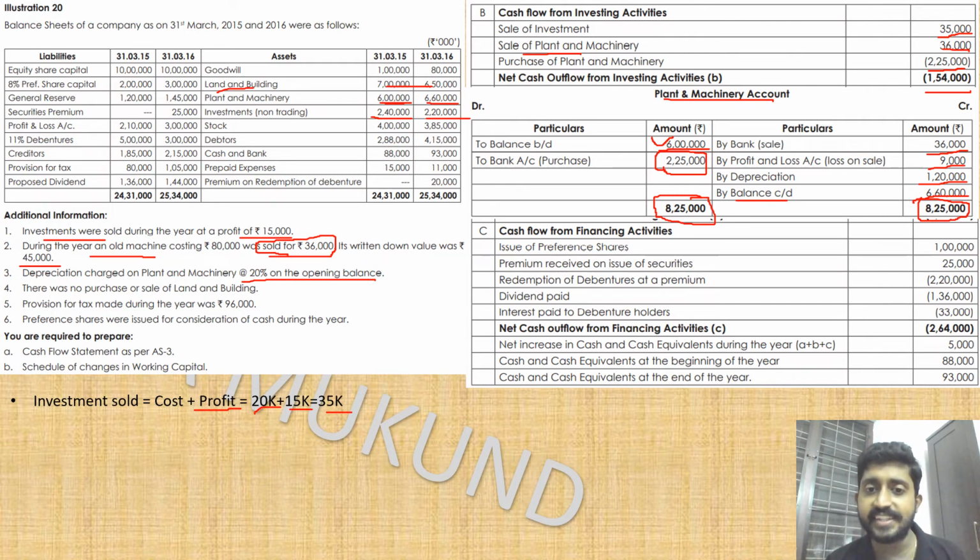Next, for the financing activity. What are all the financing that has happened? Preference share capital has gone up by 1 lakh, so 1 lakh is the cash inflow that we have got. Next, you can see securities premium. We may have issued at a premium, so the 25,000 premium amount also we have got. That is also a cash inflow from financing activity.